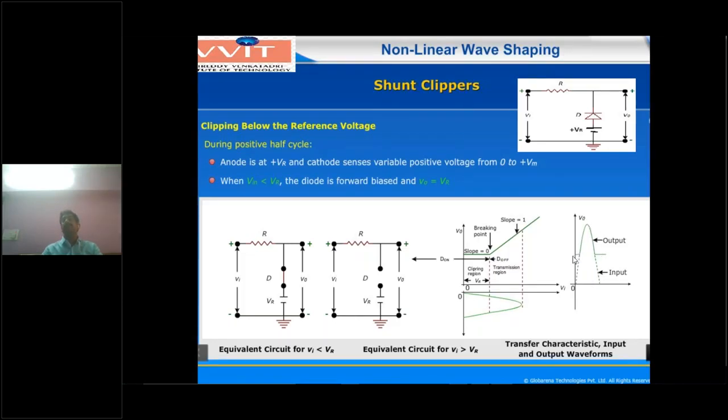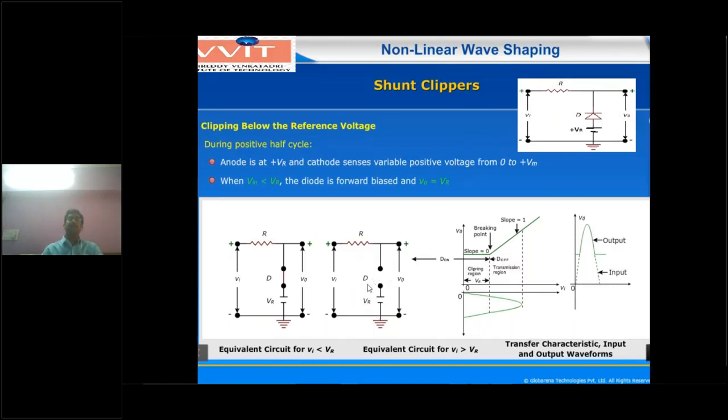Let us take an example: the reference voltage is 3 volts, and the input voltage is 5 volts peak value. In between 3 to 5 volts of input voltage, the input will be more positive. For example, 5 volts here and 3 volts here. So the diode will be in the off condition. Once the diode is off, the equivalent circuit is this one.